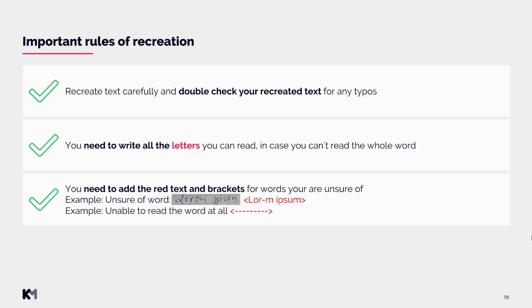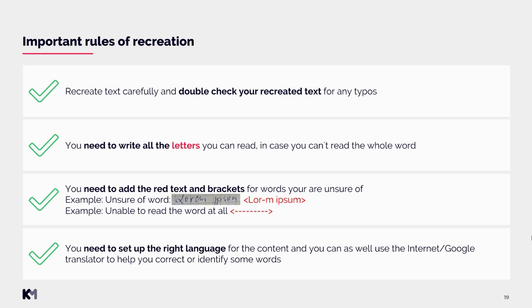The first example shows how we mark text if we are unsure of the word. As you can see, we have written down all the letters we could understand and just inserted a dash for the letter we could not read. We marked the text red and put it into brackets. The second example shows what we would do if we are unable to read the whole word. Lastly, you need to set up the right language for the content, and you can as well use the internet or Google Translator to help you correct or identify some words.